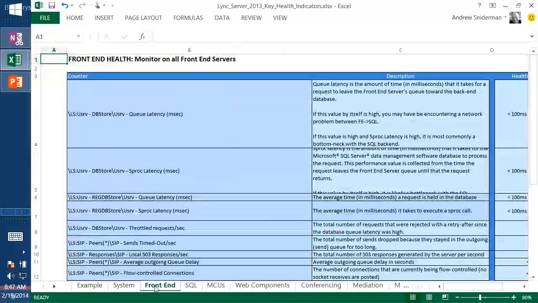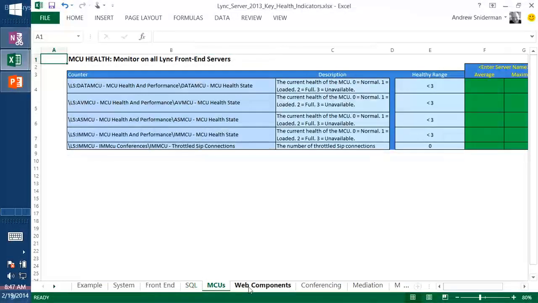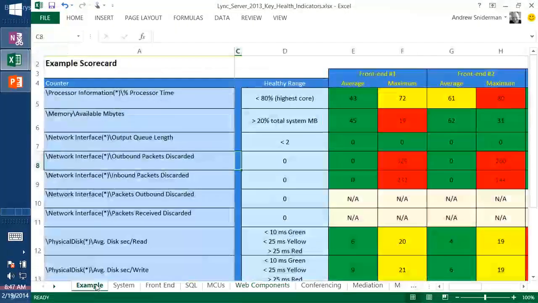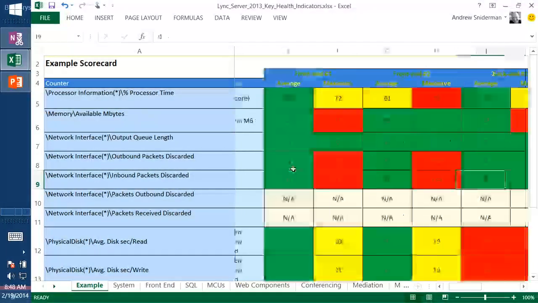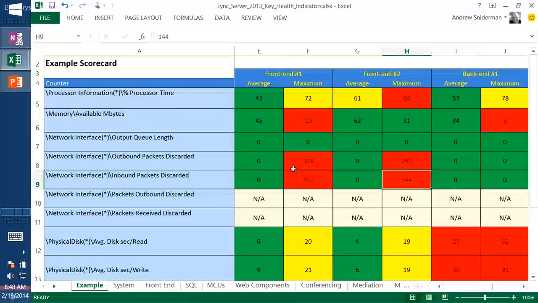So we look at some specific counters on front ends like Q latency, Sprock latency. We have SQL counters. We have MCU health counters, et cetera. So you work your way through this guy. And we have a script that instruments these counters so you can collect them on a machine. But one thing to point out, for example, on this example, you see that these front ends have pretty high levels of loss, right? They're peaking.